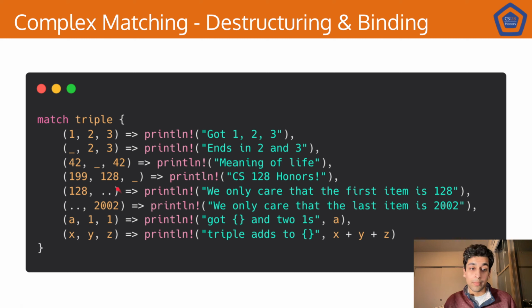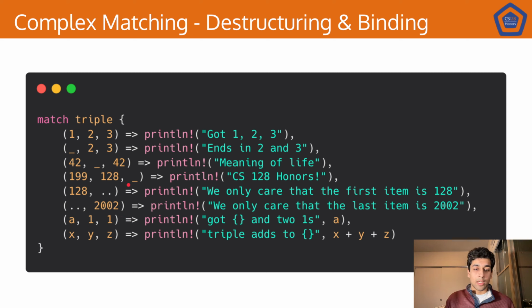Okay, so here is the range notation. We're matching a triple, which means this has 3 elements, but we only care about the very first one. So we are only looking for 128 in the first position. There can be any 2 values in the final two positions in our tuple. Likewise, we don't care about the first two values here. We only care that the last value is 2002. And if it is, we can print out this.